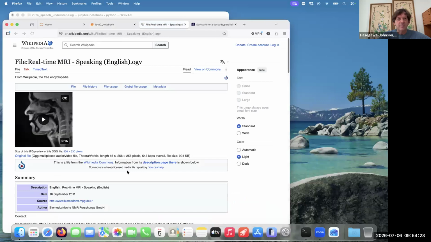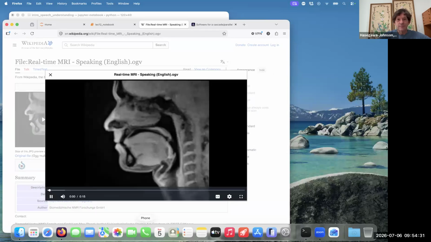And we can look at a real-time MRI. Let's watch a real-time MRI to see how your tongue moves up and down inside your vocal tract.